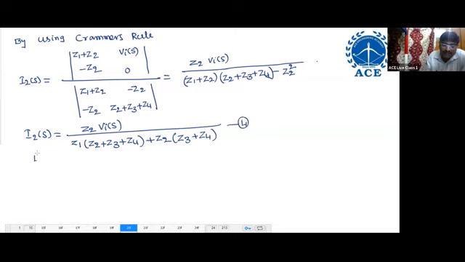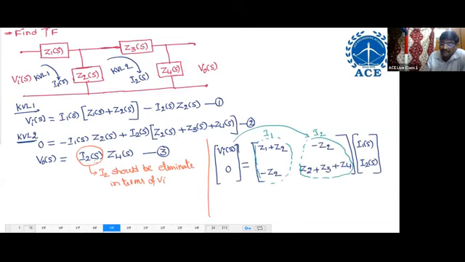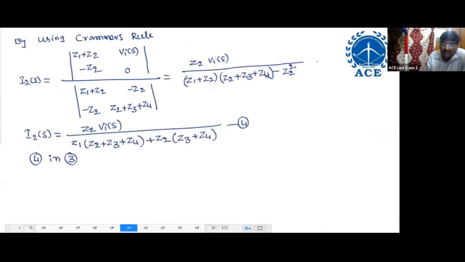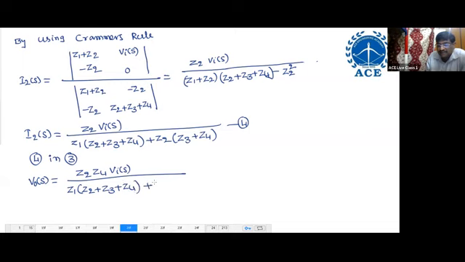Substitute 4 in 3 and you will get the answer. In equation 3, substitute I2 of S. Then V0 of S equals Z2 into Z4 into Vi of S divided by Z1 into Z2 plus Z3 plus Z4 plus Z2 into Z3 plus Z4.